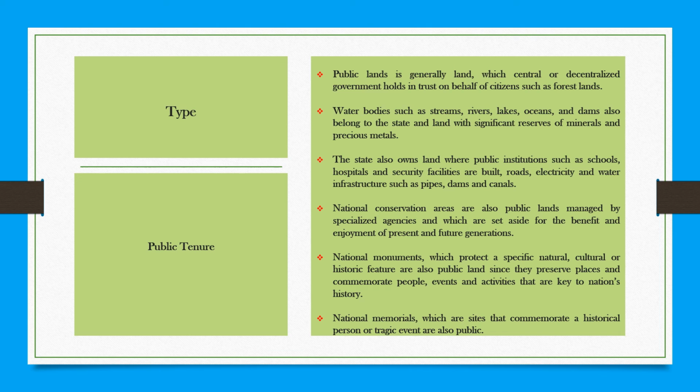Land where national monuments stand is also public land because they protect specific natural, cultural, or historic features, and they are preserved so that present and future generations can commemorate and identify with them, and understand historical events that happened in the life of a given nation. National memorials, which are basically sites that commemorate a historical person or tragic events, are also public land.